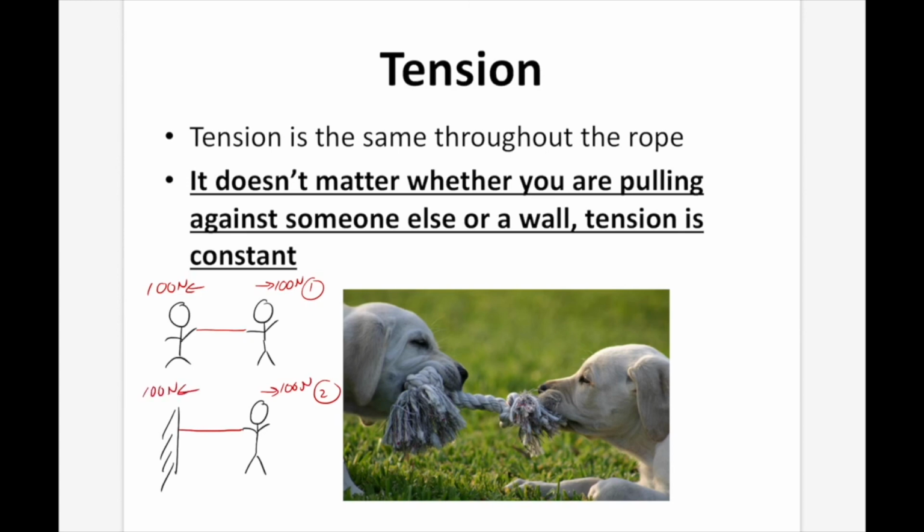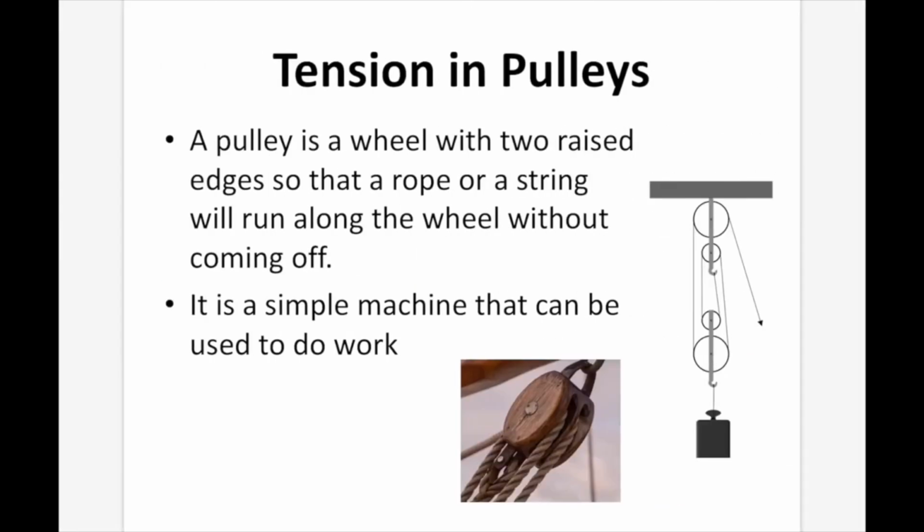So it doesn't matter if it's person-person or person-wall, the tension in the rope is going to be the same. The tension in this case depends on which perspective you're looking at, so that's why we don't have a direction. But either way, the tension in the rope is going to be 100 newtons. Tension in pulleys. A pulley is a wheel with two raised edges, you can see that here, right there, and there, right there, so that a rope or string will run along the wheel without coming off. It's a simple machine that can be used to do work, so you can use a pulley system to lift a mass that would otherwise be too heavy.